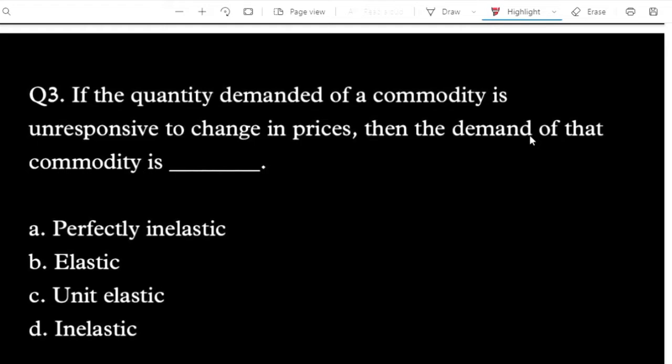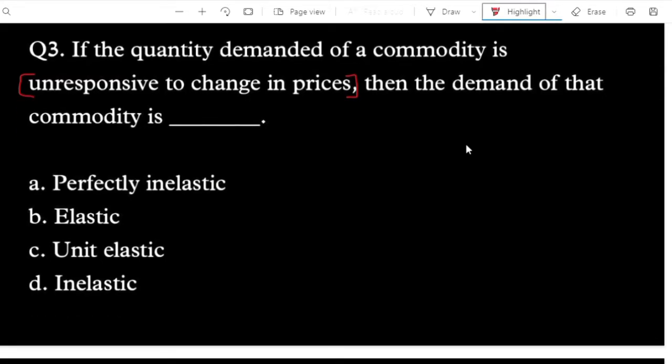If the quantity demanded of a commodity is unresponsive to change in price, then the demand of that commodity is dash. Option A perfectly inelastic, option B elastic, option number C unit elastic or option number D inelastic. The correct answer will be option number A perfectly elastic.